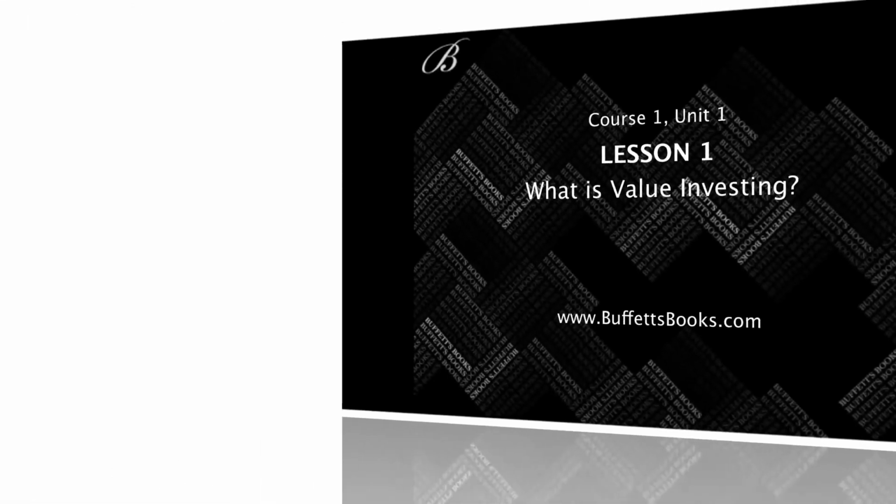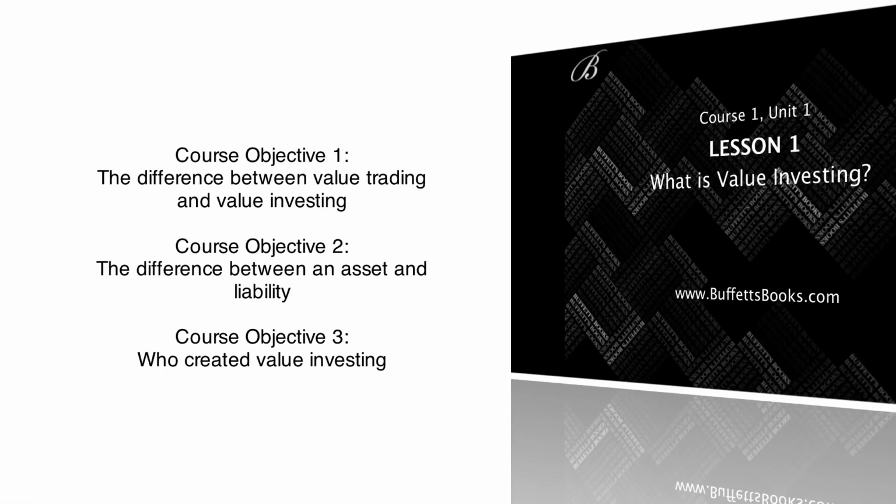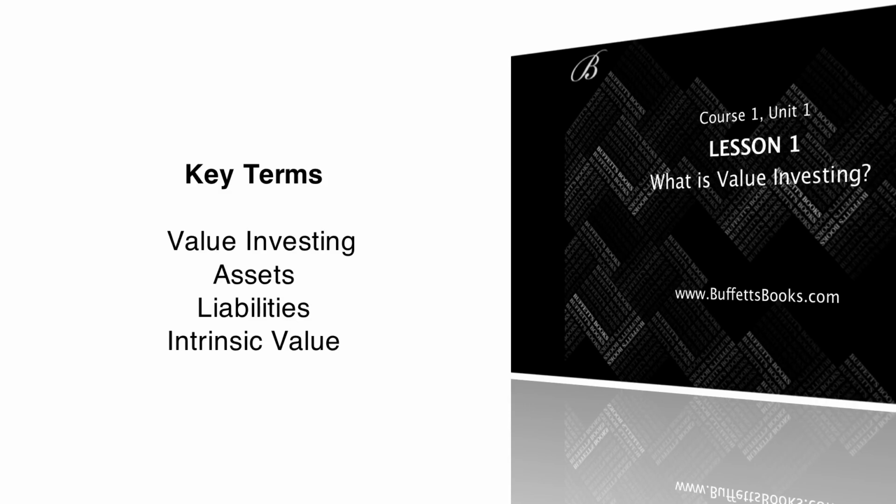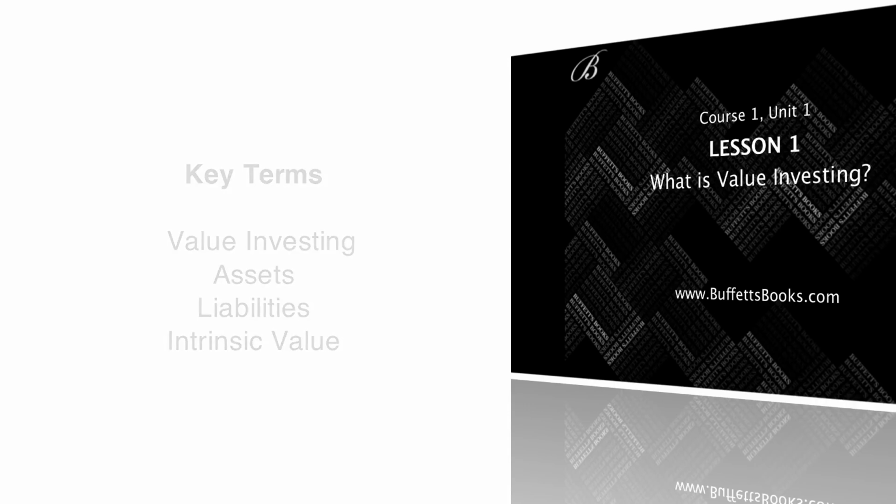Okay, so in this lesson, we covered three course objectives. They were the difference between value trading and value investing, which we learned we want to be doing the value investing. What the difference is between an asset and a liability, and we know we want to accumulate as many assets as possible. And the third was who created and uses value investing, and that was obviously Benjamin Graham and Warren Buffett. The key terms that we learned in this lesson were value investing, assets, liabilities, and intrinsic value.